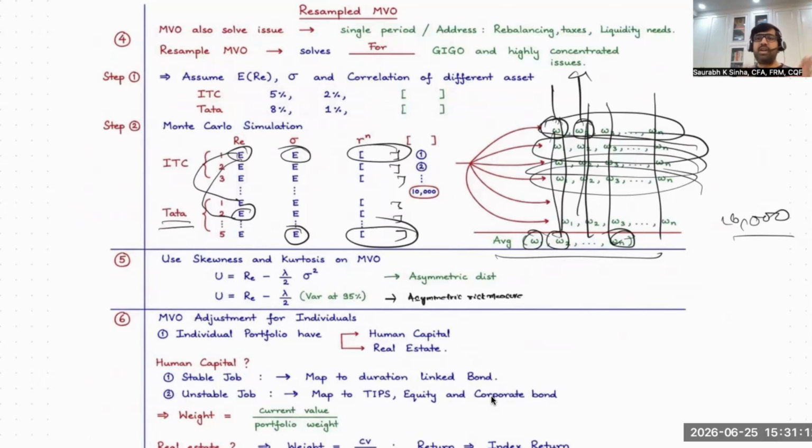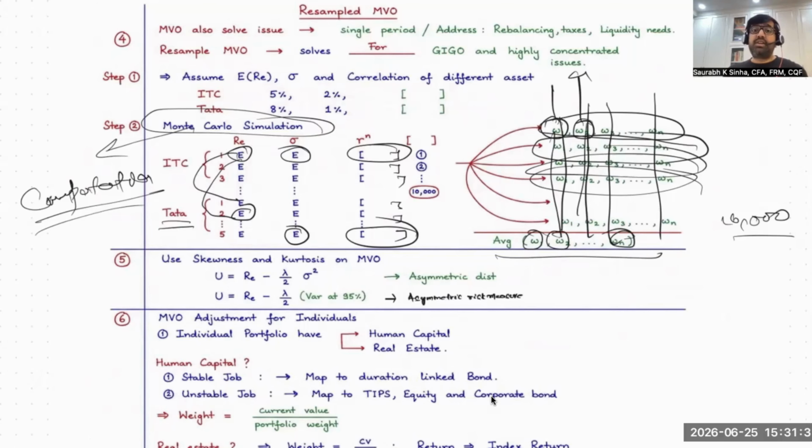But the only problem is to run this Monte Carlo simulation, you need huge computation power, or it will lead to huge computational cost. Nowadays it is simple, but yes, earlier it was costlier. Okay, then they are saying, but still it won't resolve the problem of skewness and kurtosis, because still what you did was assume return to be normally distributed.